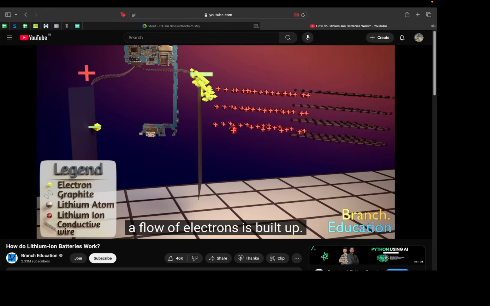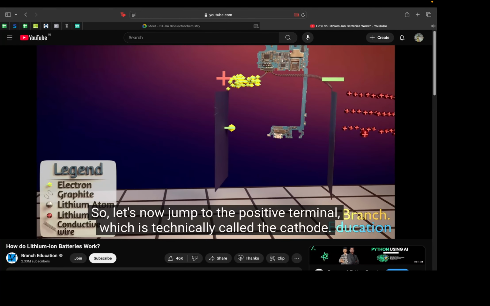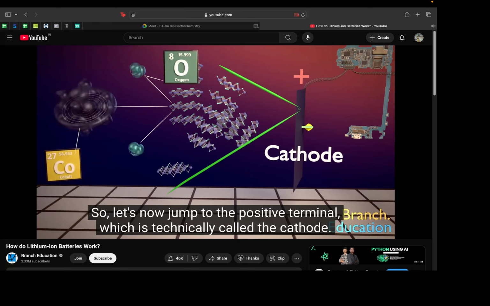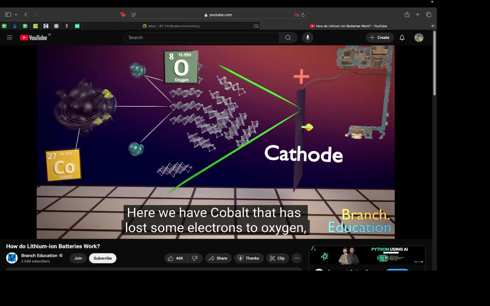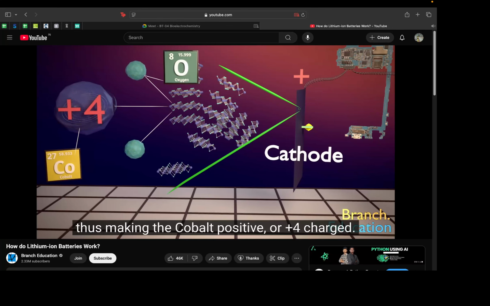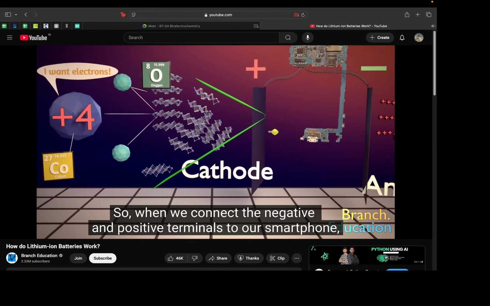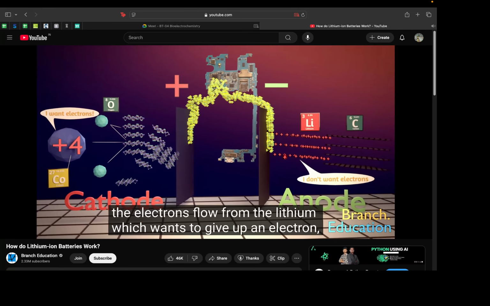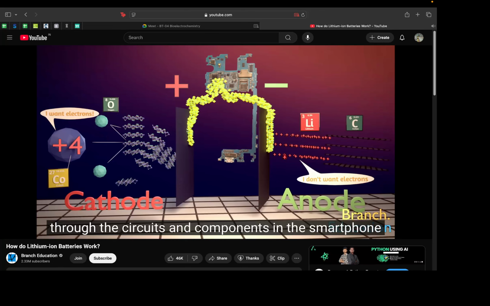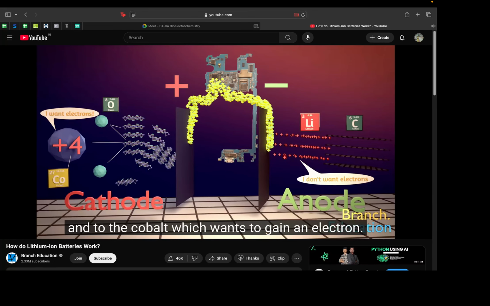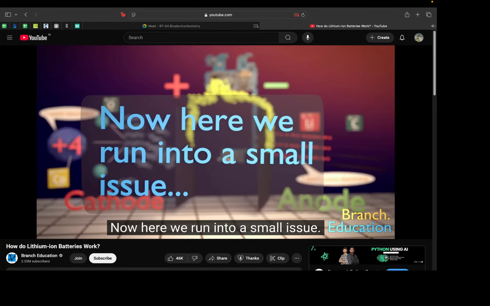So, let's now jump to the positive terminal, which is technically called the cathode. Here we have cobalt, which has lost some electrons to oxygen, thus making the cobalt positive, or +4 charged. As a result, it wants to gain back an electron. So when we connect the negative and positive terminals to our smartphone, the electrons flow from the lithium, which wants to give up an electron, through the circuits and components in the smartphone, and to the cobalt, which wants to gain an electron. Now here we run into a small issue.